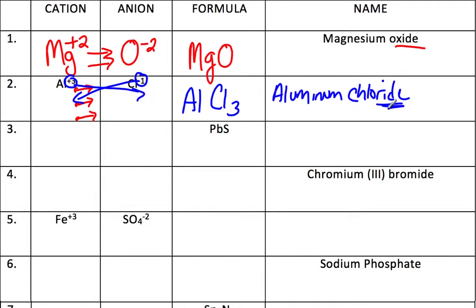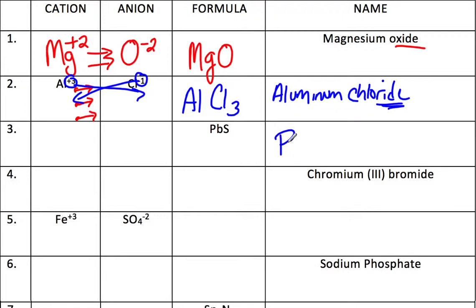Notice it's an "ide" ending because chlorine is right off the periodic table. It's not a polyatomic ion. And I don't use Roman numerals because aluminum is not one of those elements that makes more than 1 charge. But lead is. The only way you know that is refer back to that chart.